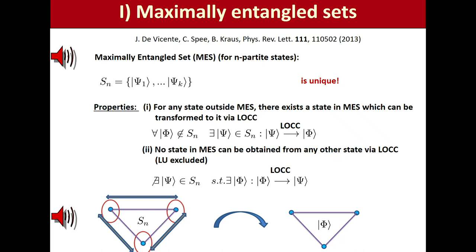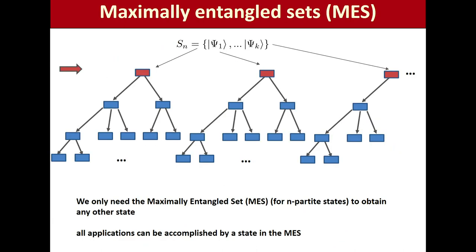So let me start with the maximally entangled set. It's really the generalization of maximal bipartite entanglement. So it should be the set of states with which I can get any other state in the Hilbert space. And actually, it is the minimal set of states that does that, because I don't want to use states that I don't need. So I want to know the set of states for which it is possible to go to any other state via LOCC, and there exists no state outside this set that can be transformed via LOCC to a state inside the set. So it's the minimal set of states that is required to obtain any other state in the Hilbert space. This is the natural generalization of bipartite maximal entanglement.